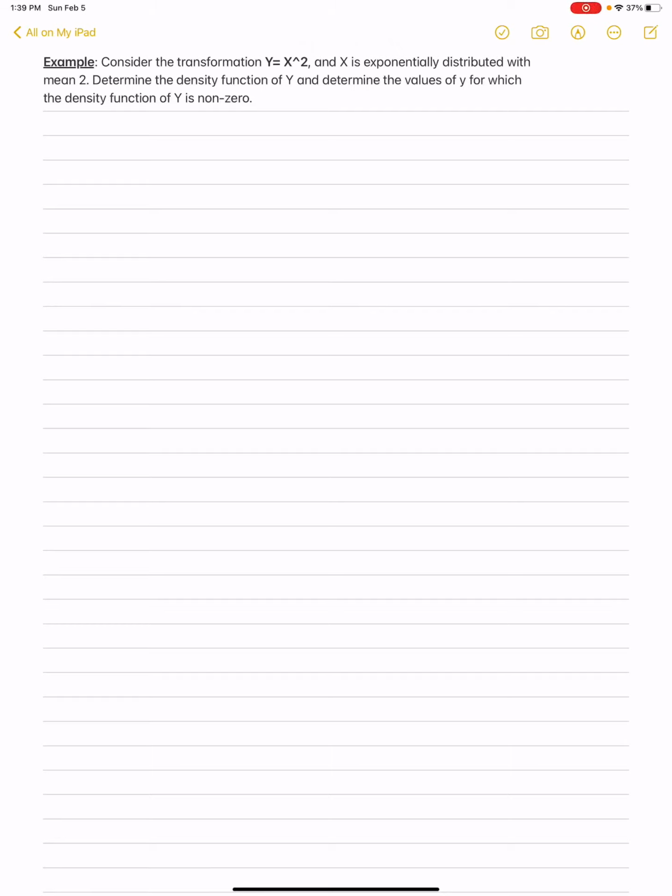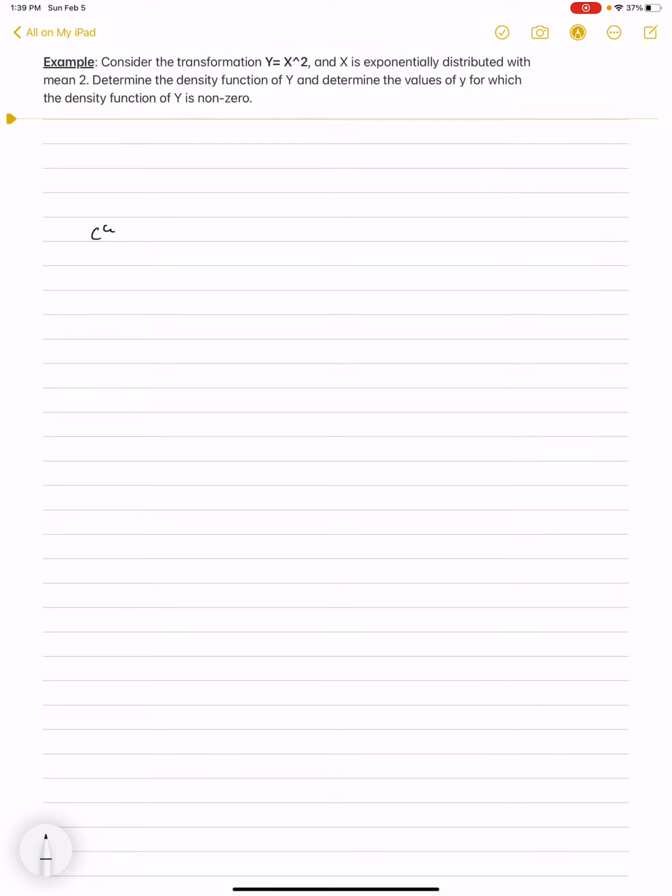Hi, today we're going to be talking more about transformations of a single variable. We've seen previously the transformation y equals x squared, but now I've changed the distribution of x. X is exponentially distributed with mean of 2. We need to determine the density function of y and the values of y for which the density is non-zero.